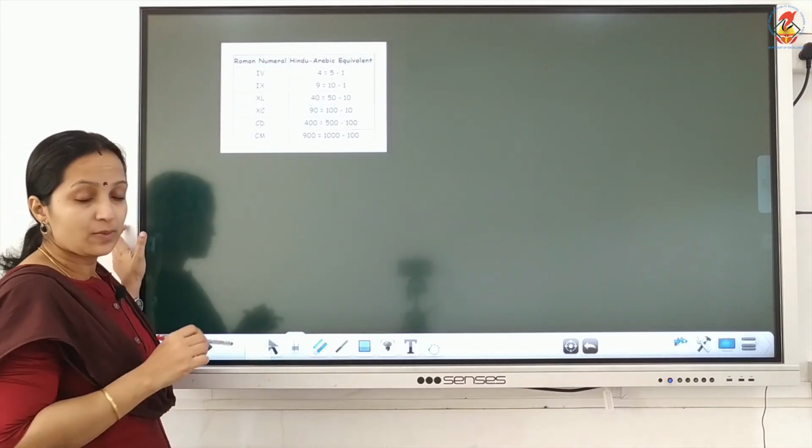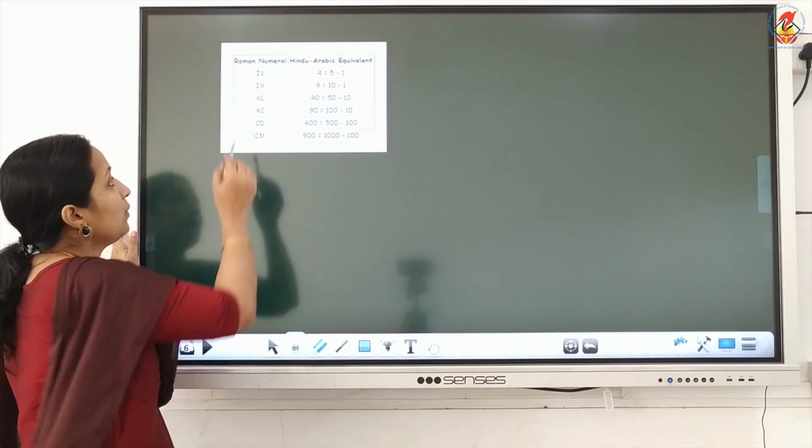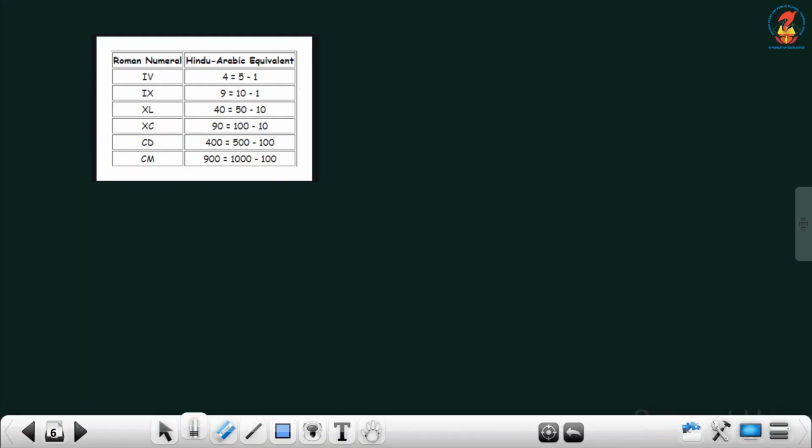IV means what? 4. How did you get that answer? 5 minus 1, 4. In the same way, IX means what? 9. How did you get it? The smaller value is on the left side, so we have to do subtraction. 10 minus 1, 9. XL, that means 50 minus 10. What is the answer? 40.